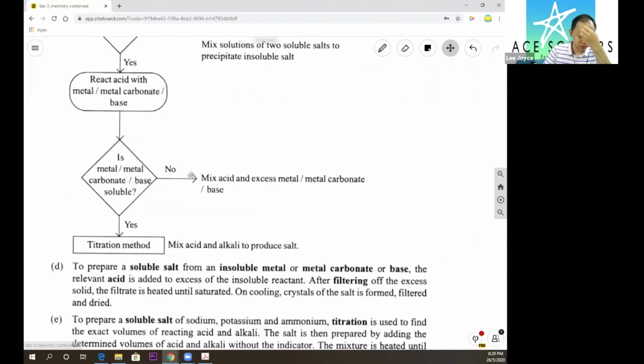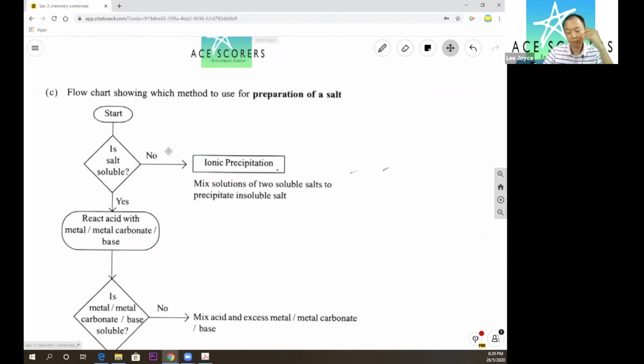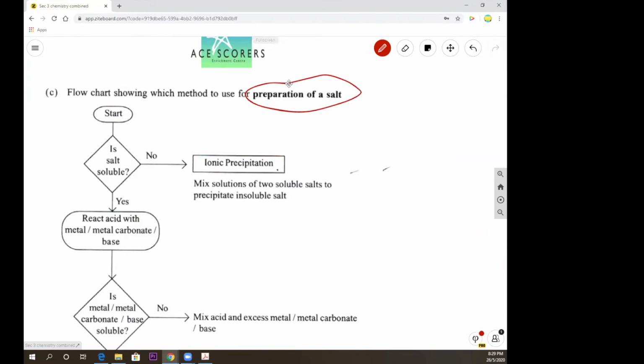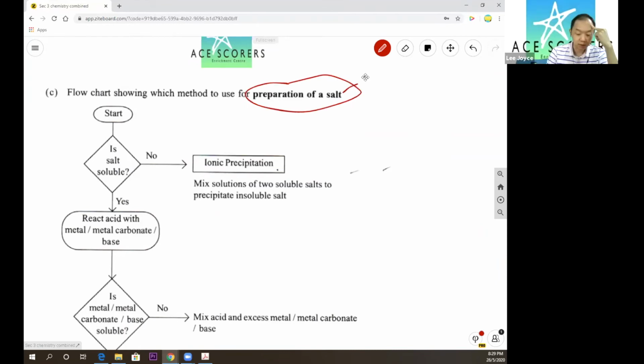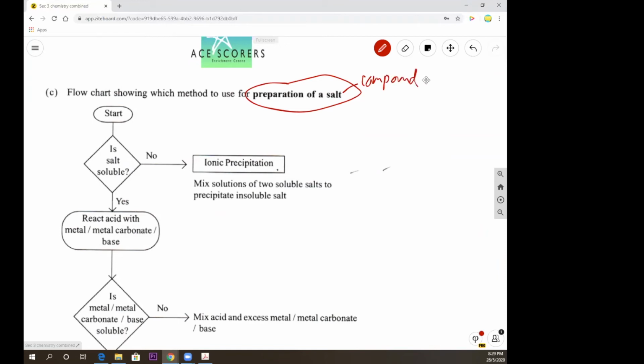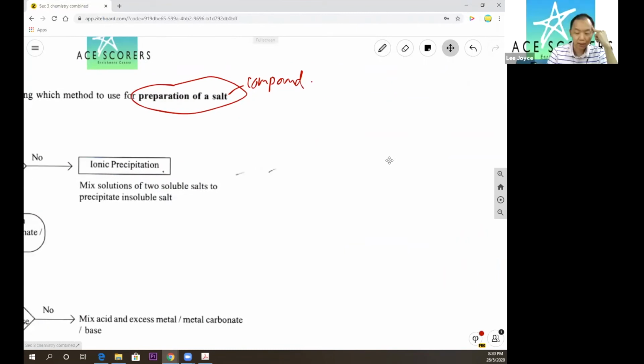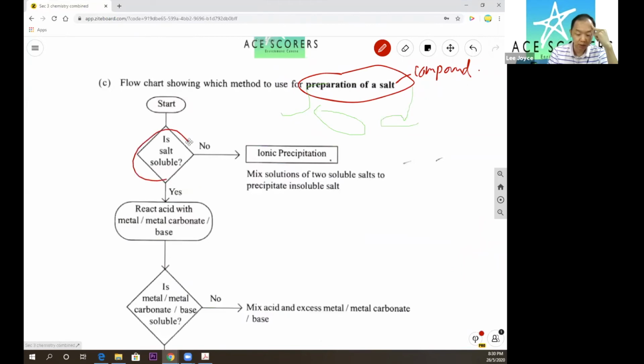So this is called salt preparation. What do you mean by salt preparation? That means if you want to prepare a salt, which in this case is a compound, there is step one: you have to determine whether it is soluble or insoluble. Can you see that? So if you know it's insoluble, you go here, and then you use precipitation.